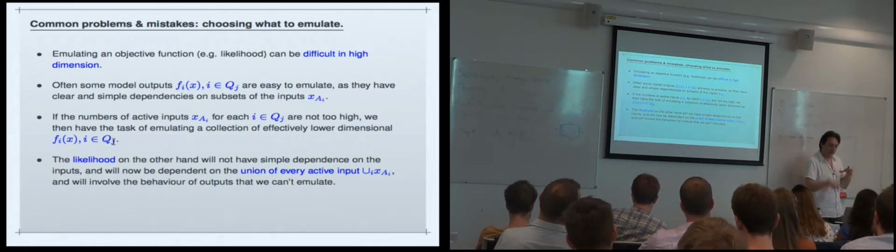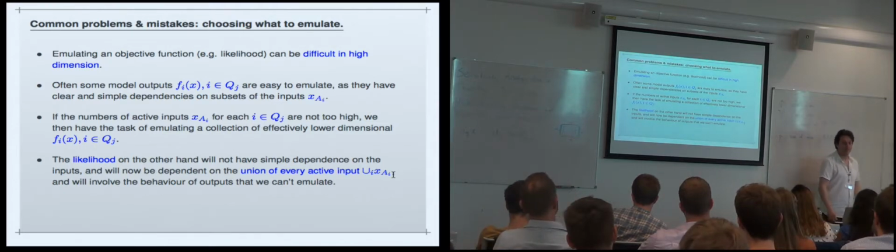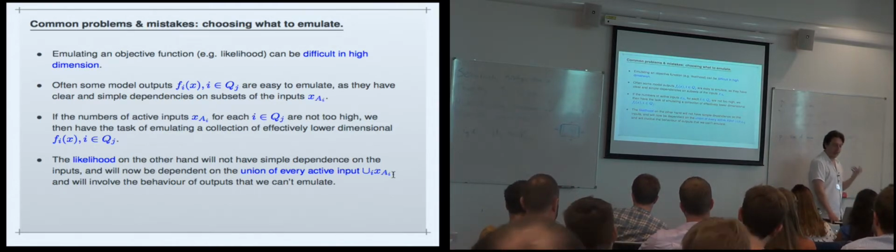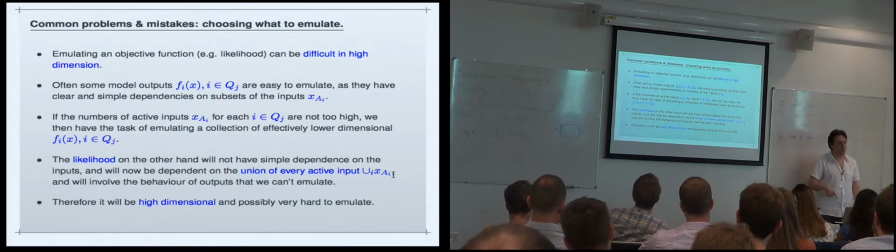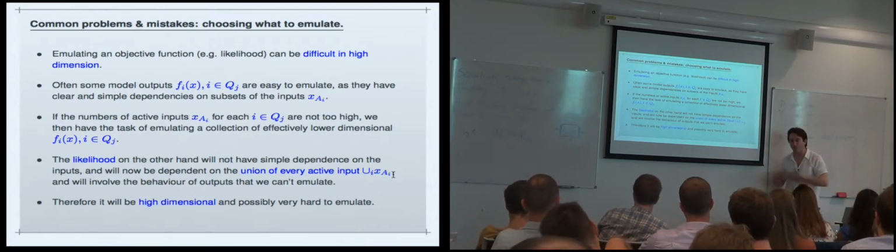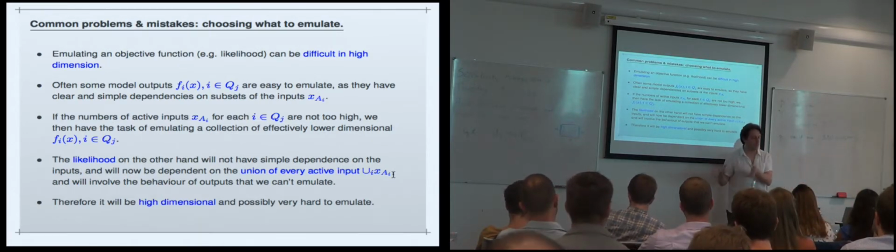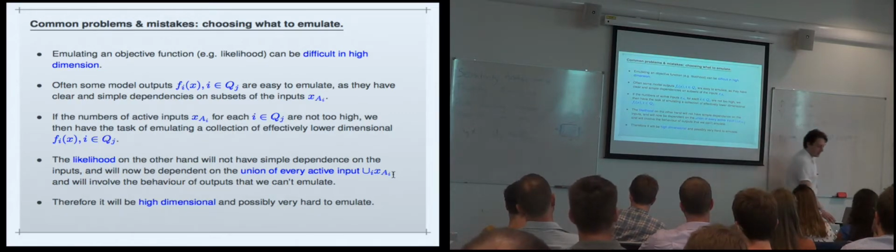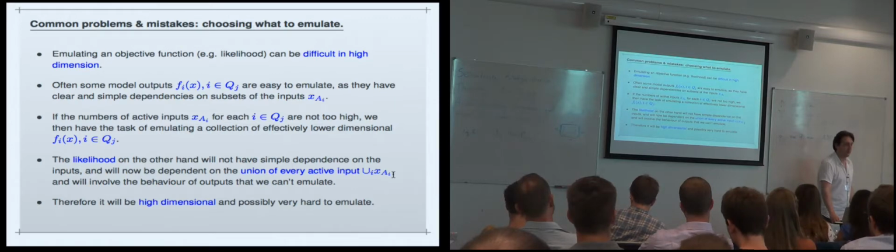However, any objective function will have as its inputs the union of every active input, most likely. So it will be high dimensional and hence harder. We have a long paper on this sort of stuff, and it was a discussion paper, and we went over this in detail. So one of the references at the end, you can read a large discussion about this. The discussion is kind of all right. It's worth reading more. The paper's quite technical.